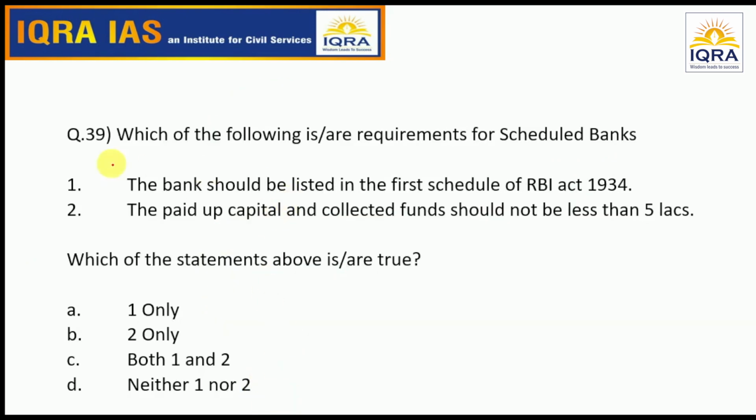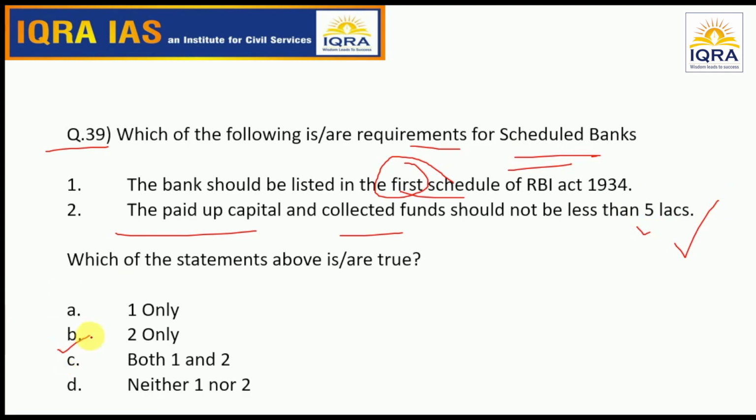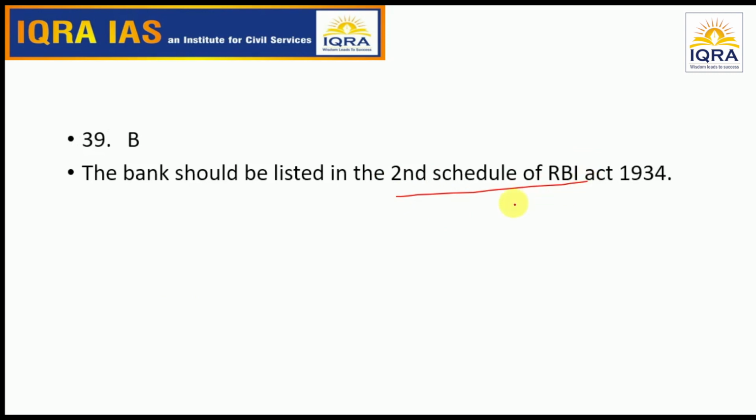Question number 39. Which of the following statements are requirements for scheduled banks? The bank should be listed in the first schedule of RBI. No, this is the second schedule. The paid up capital is collected funds, and collected funds should not be less than 5 lakhs. If you are talking about scheduled banks, yes, it's true. So this is the correct option B. Okay, it should be listed in the second. Fine. Question number 40.